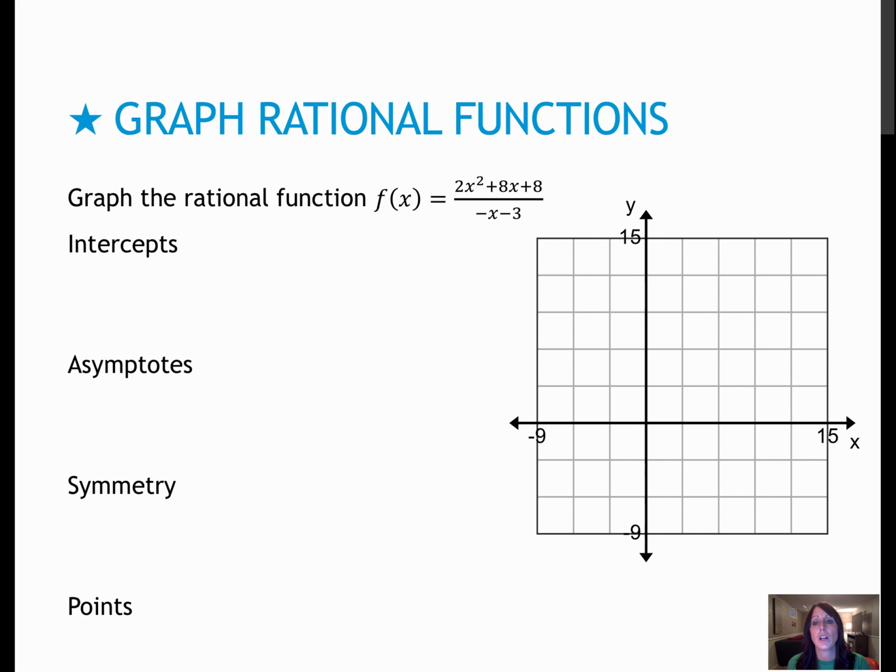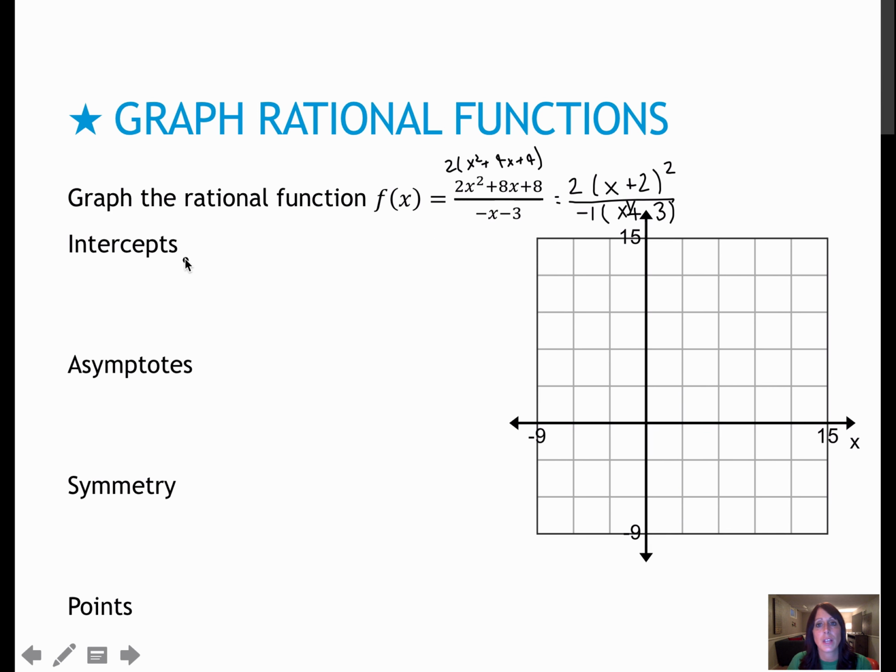So try this one on your own, and then press play to check your work. Again, for my numerator, I would look at first taking out a 2. If I took out a 2, that gives me x squared plus 4x plus 4, which gives me (x plus 2) quantity squared as a numerator. As a denominator, I've got a negative 1 and then an x plus 3.